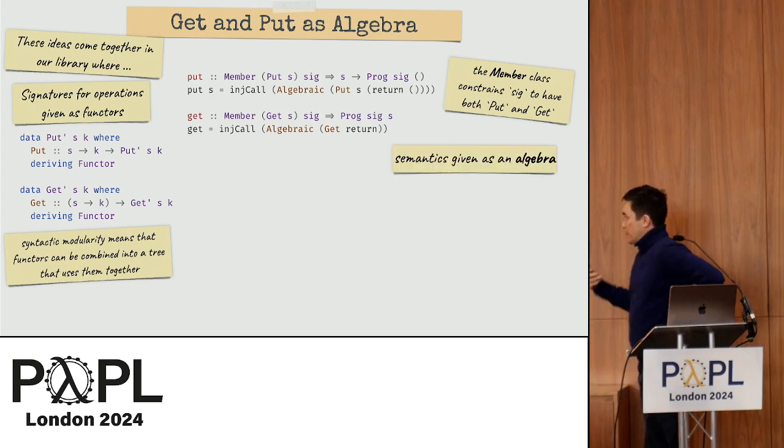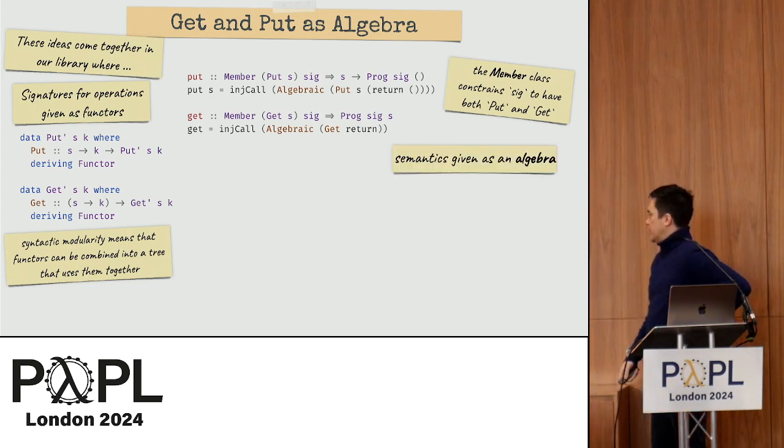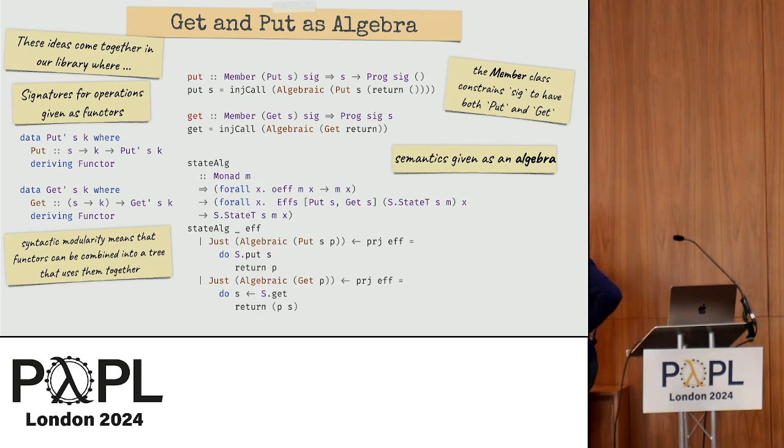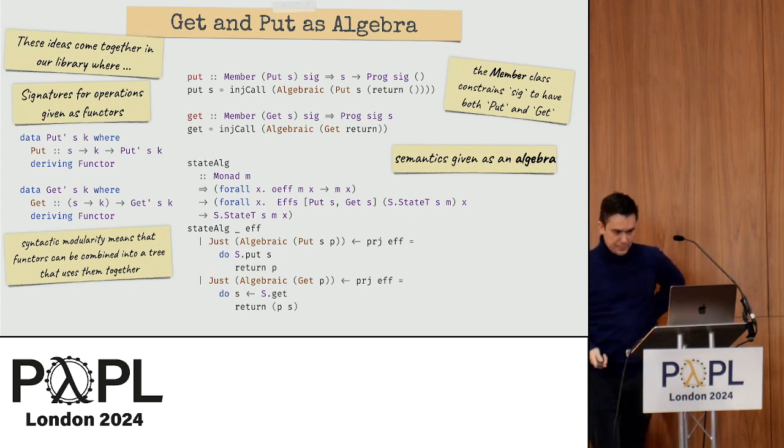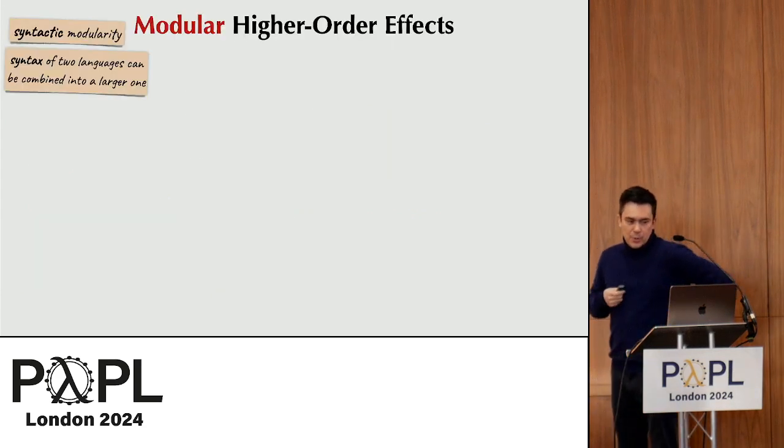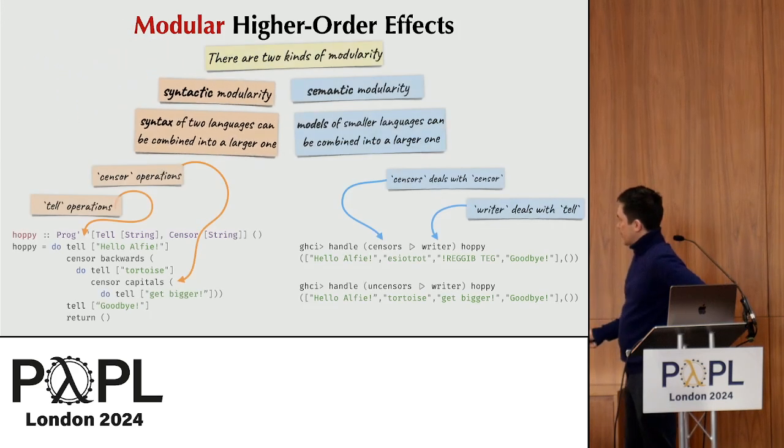Okay, and the semantics for these things is given as an algebra. I don't want to go into the details, but roughly speaking, we're reducing puts in terms of the state transformer, for those of you who know what that is. Okay, so much for syntactic modularity.